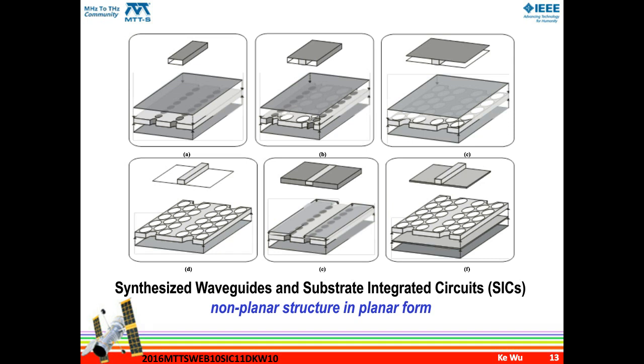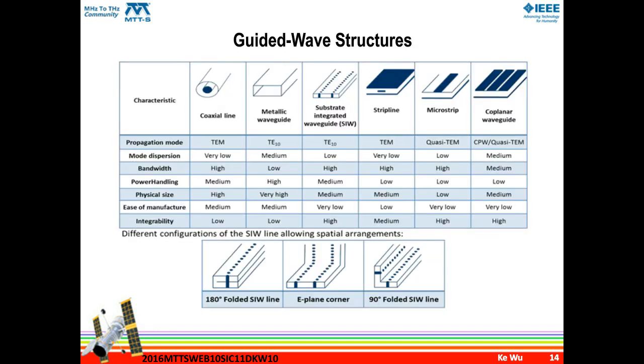So non-planar structures in planar form allow us to use all the current processing techniques to design the planarized waveguide. If you look at the comparison of these different types of structures, the substrate integrated waveguide looks quite similar to the microstrip line or coplanar waveguide, but nevertheless it actually shares the performance of the waveguide. The Q factor, for example, is much better than the microstrip line and coplanar waveguide, roughly 10 times higher. It should be lower than the metallic waveguide because of the presence of the thin metallic substrate layer, and also the presence of the dielectric substrate, which could be many materials.